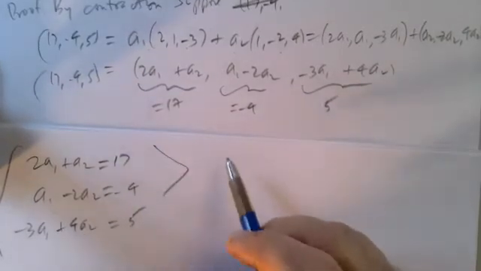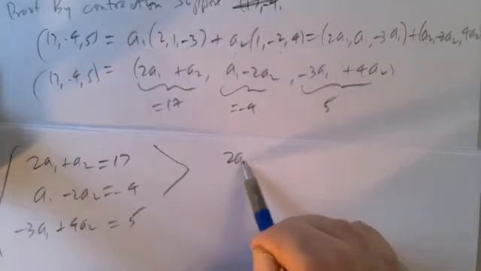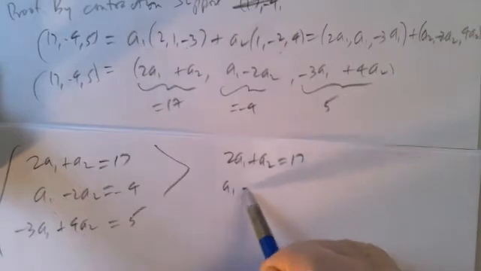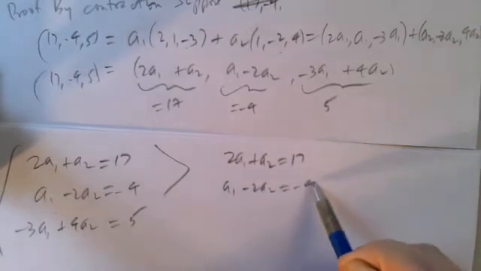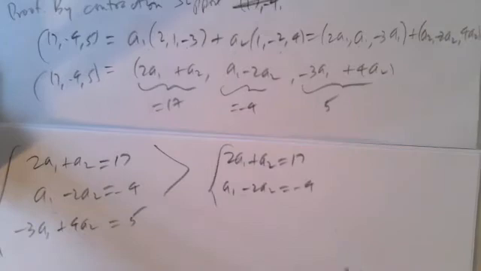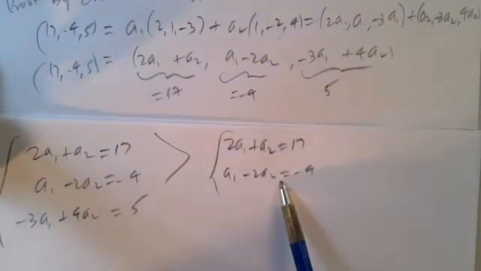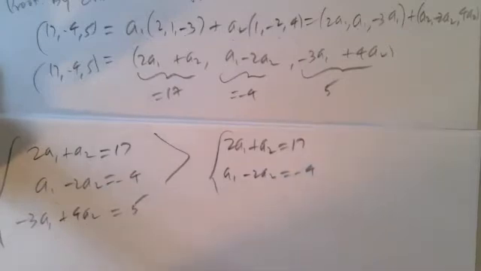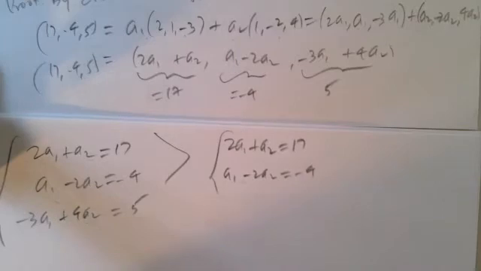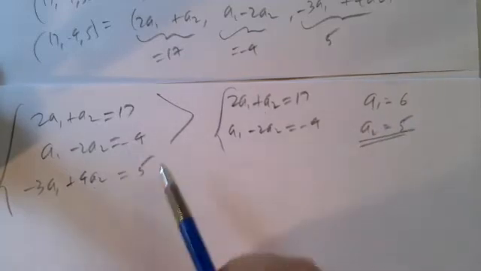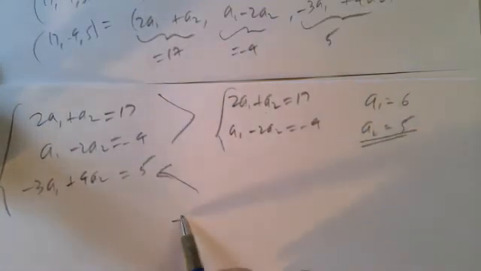Let's just look at the first two of them. I have 2A1 plus A2 equals 17, and A1 minus 2A2 equals minus 4. So spend a minute, this is just high school algebra, solve these two equations in these two variables, A1 and A2, and someone then just tell me the answer. Good. So A1 is 6, A2 is 5, but then we have to look at the third equation.